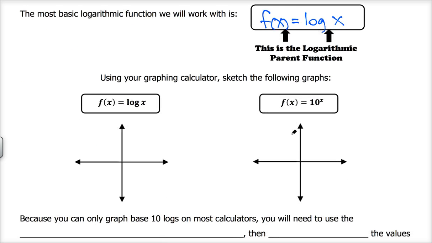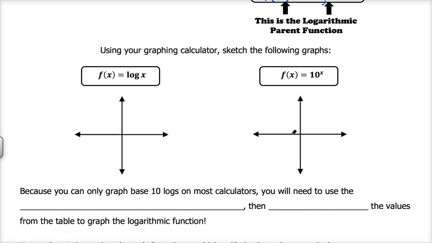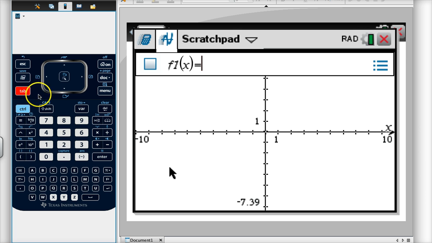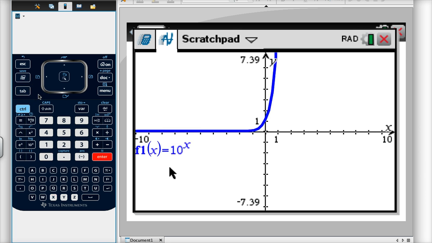Before we jump into how to graph a logarithmic function, I want you to consider these two graphs. We'll look at the graph for the parent logarithmic function, and then we're going to look at the graph for a parent function for an exponential, f of x equals 10 to the x power. And we'll use our graphing calculator to look at these. So I'm going to start by graphing on my calculator f of x equals 10 to the x power. And you should know what the basic shape of that is going to look like based on what you know about exponential growth. Okay, so this is what that second graph looks like.